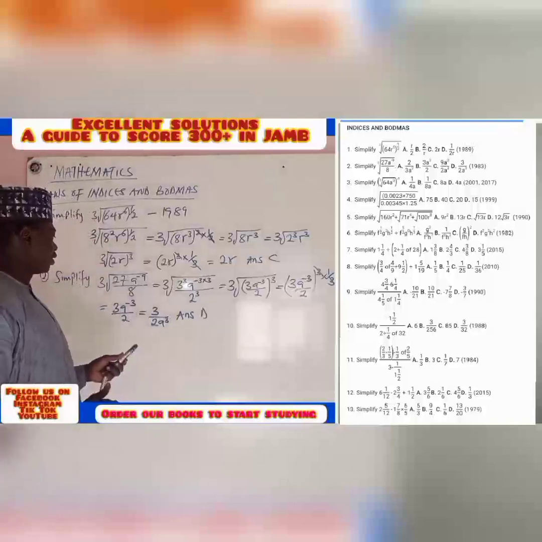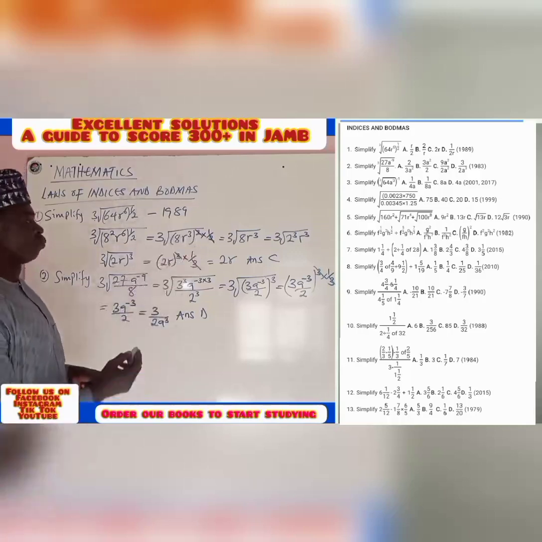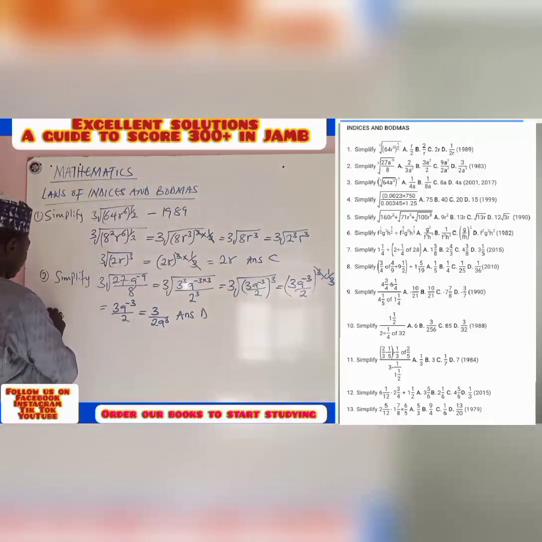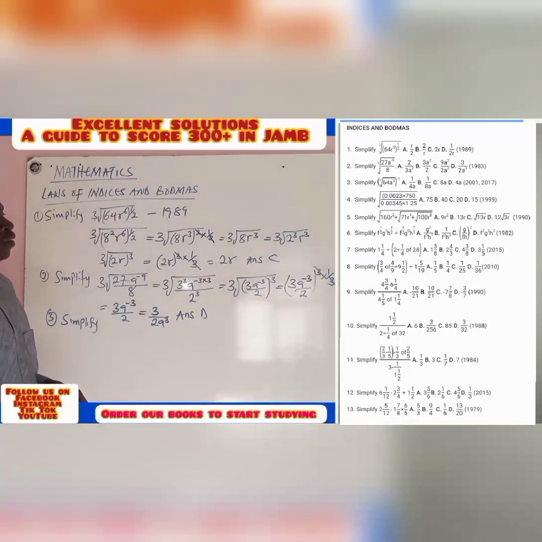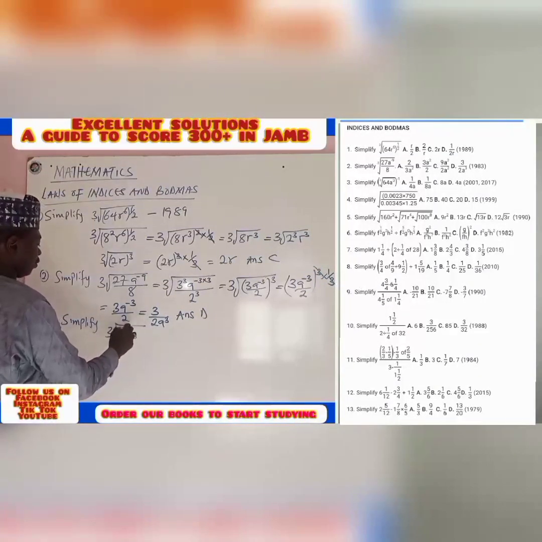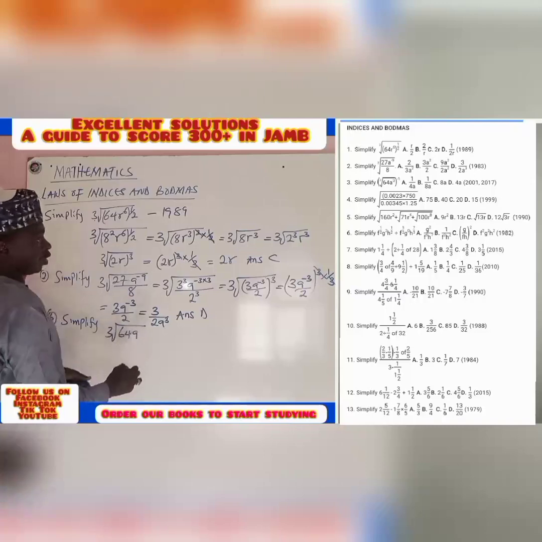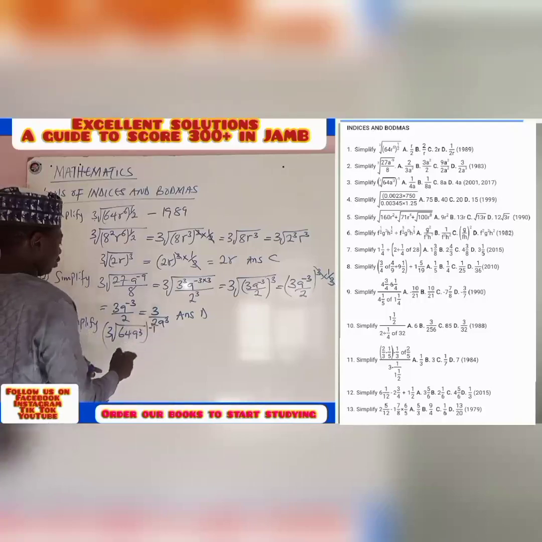This question is a question of 1983. Our question 3 here says simplify the cube root of 64a cubed, all power minus 1.